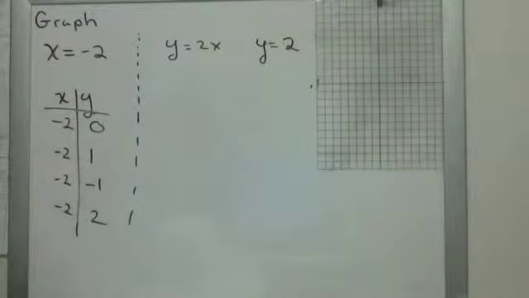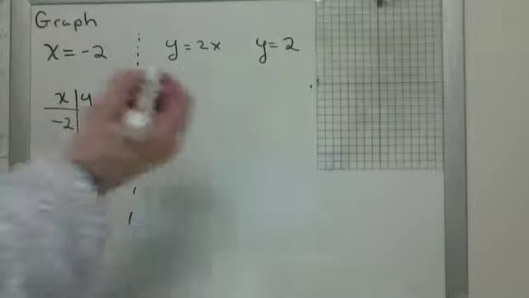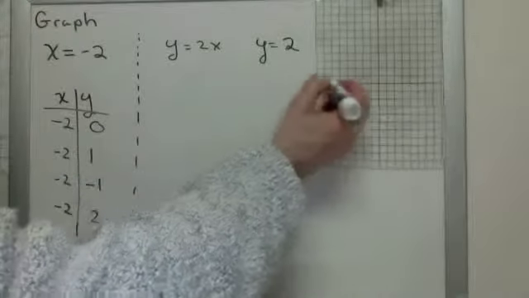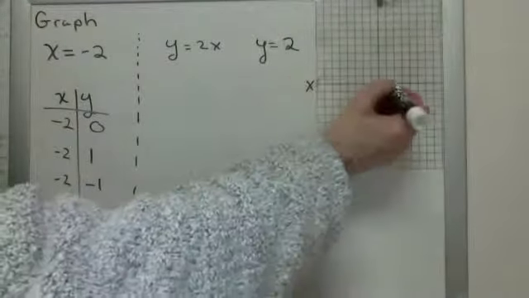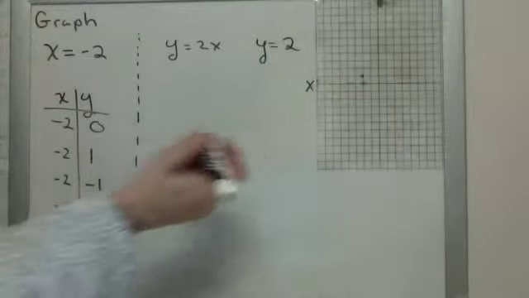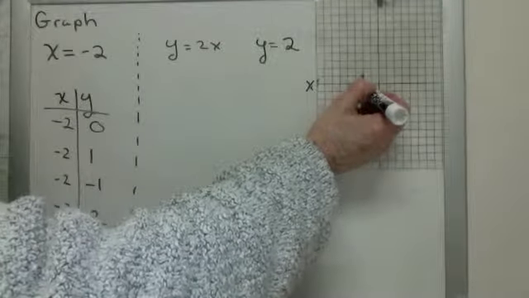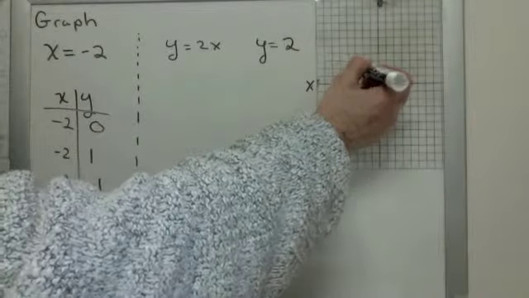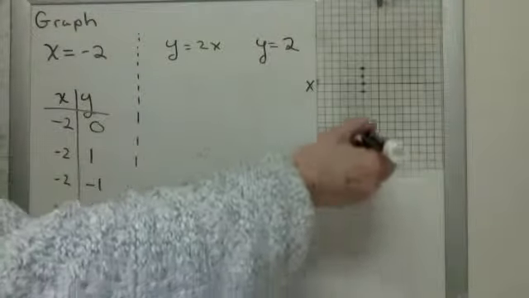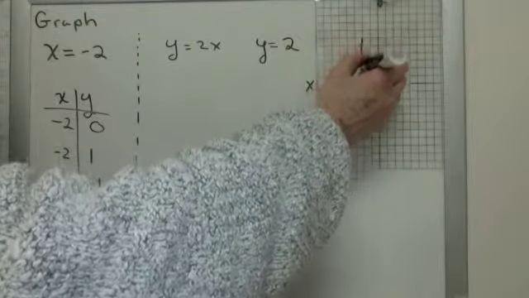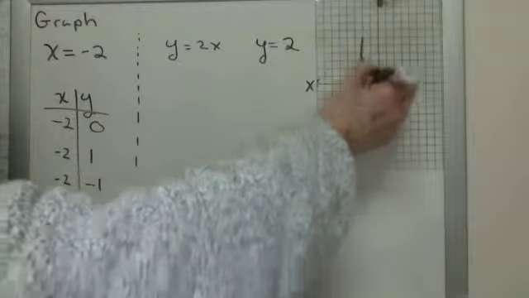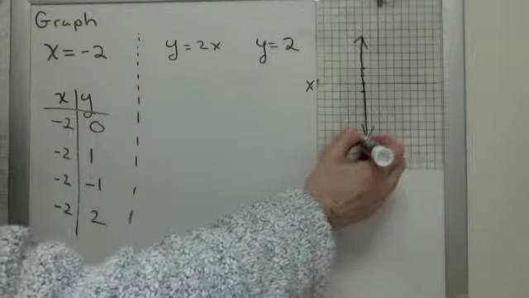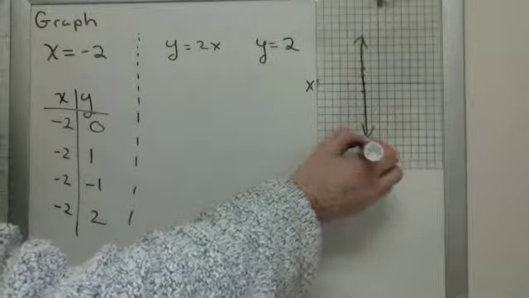And then if you plot that, watch what happens. So on the x-axis, remember this is the x-axis, go over -2, 0 on the y. Go over -2, up 1 on the y. Over -2, down 1 on the y. Over -2, up 2. You notice I have a vertical line. Now I'm going to connect the dots. And there's the line for x equals -2.